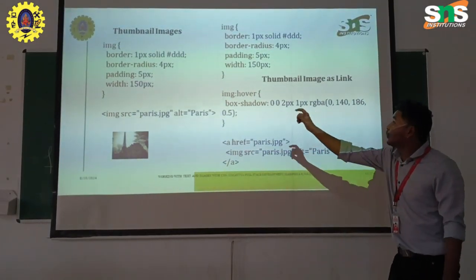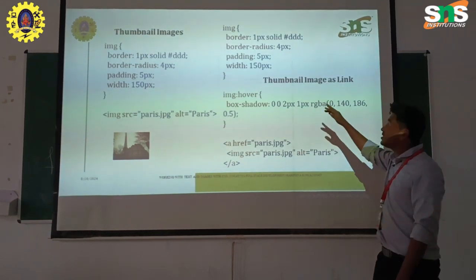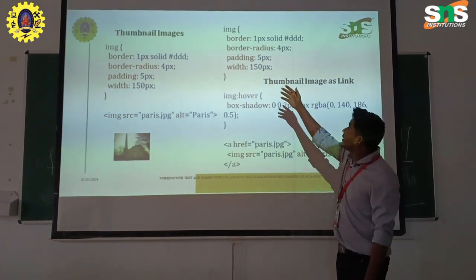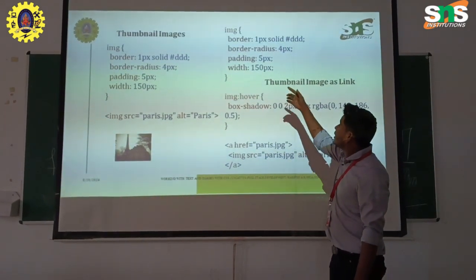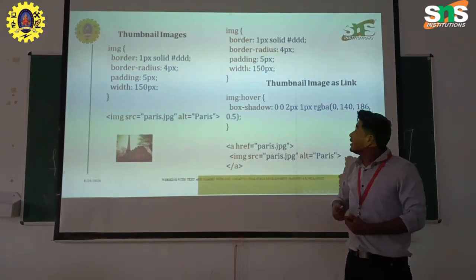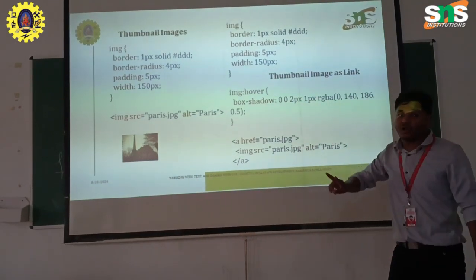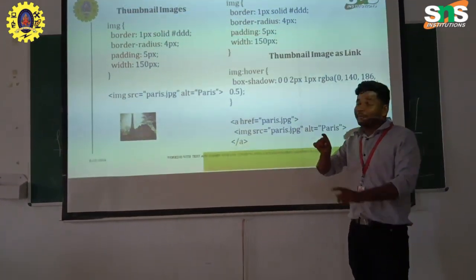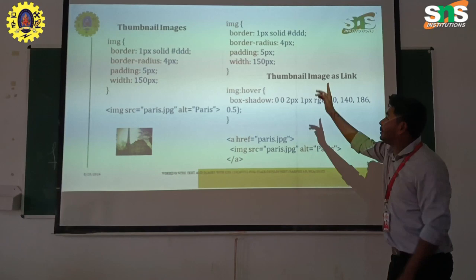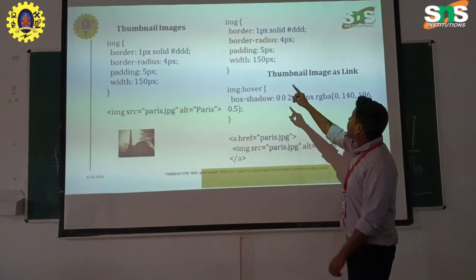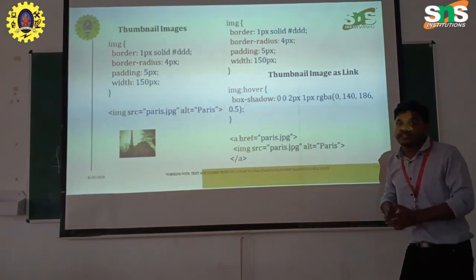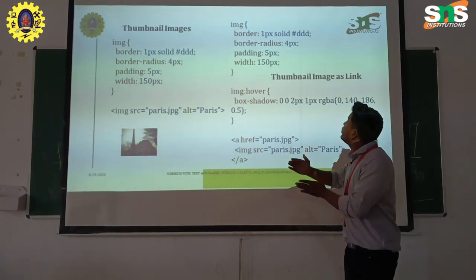Like that, the thumbnail image, we are now creating the thumbnail image as a link. First we are creating the image. In that we set properties like border radius, padding and width. In border we are setting 1px solid. That means the border will be solid up to the limit of 1px. Then we are adding the border radius of 4px. That defines the radius up to 4px.